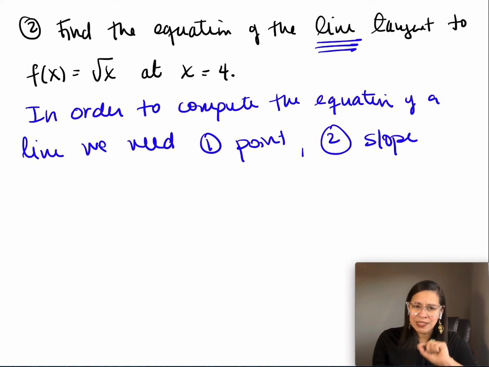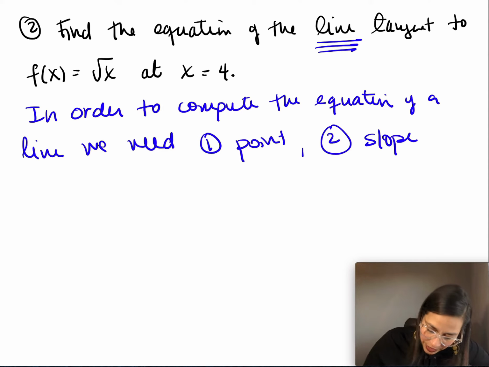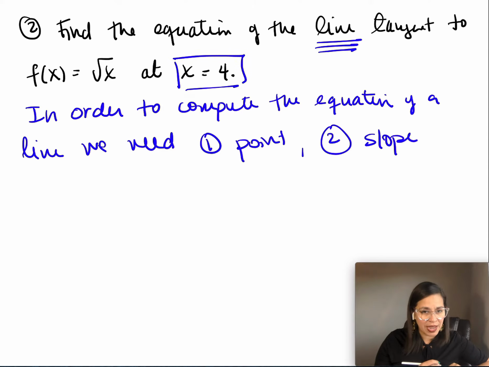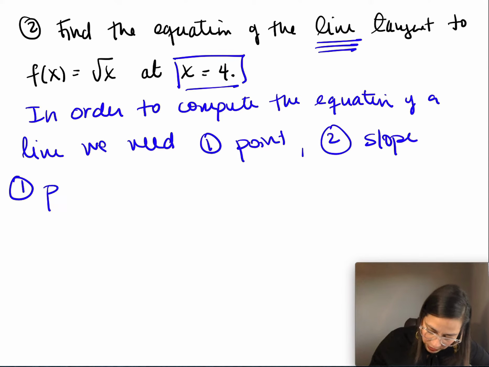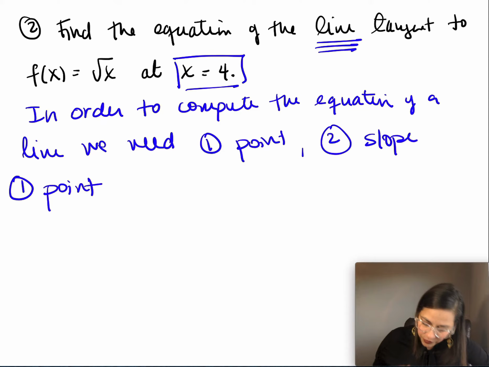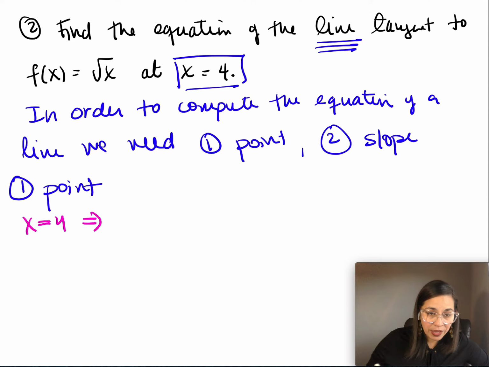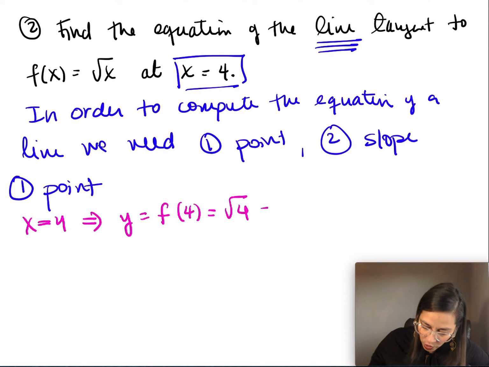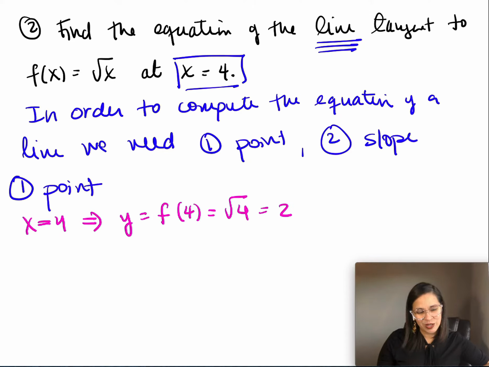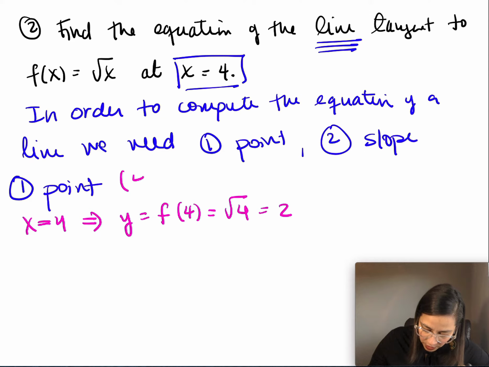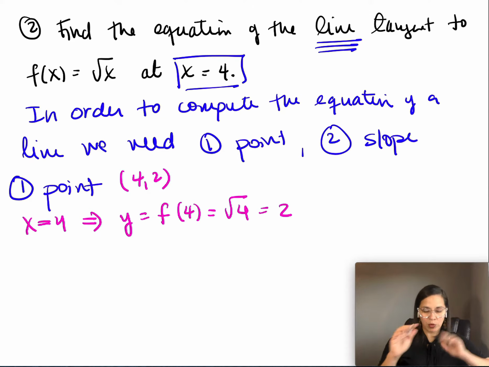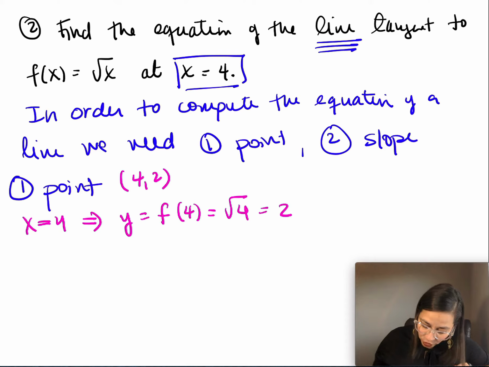And we know that by definition, the derivative represents the slope of the line tangent to the graph at a point, okay? So here, we already know what x is. So we know that x is equal to 4. So step 1, let's find the point. Well, the fact that x is equal to 4 tells me that y is equal to f evaluated at 4, which is root of 4, so we get 2. So the point is 4, 2. Perfect. Now I need the slope, okay?